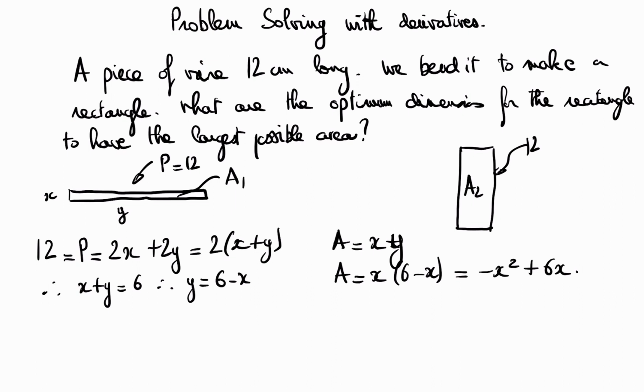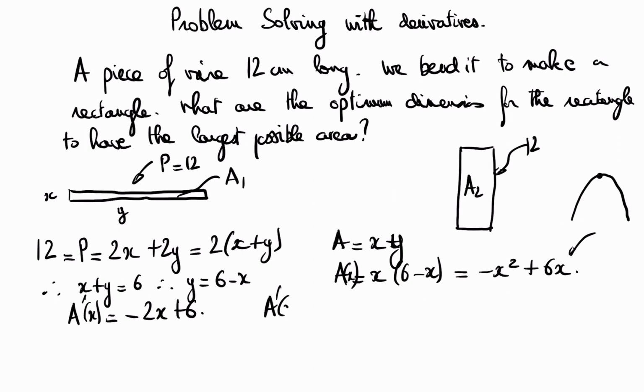When is this value maximum? It's a parabola, because the coefficient of x squared is negative. It's a parabola which is going to be concave down, and so there is going to be a maximum. This area is a function of x, so we need to find the derivative. The derivative is minus 2x plus 6.